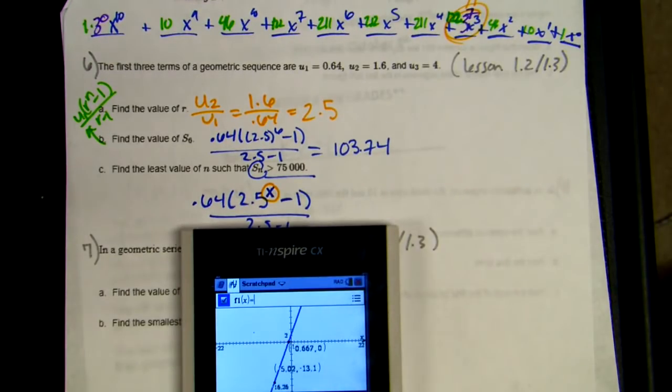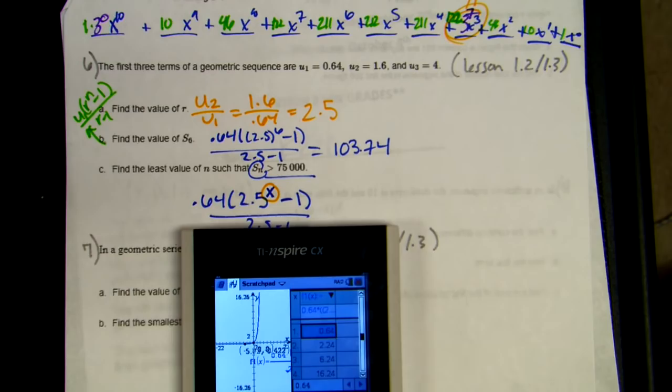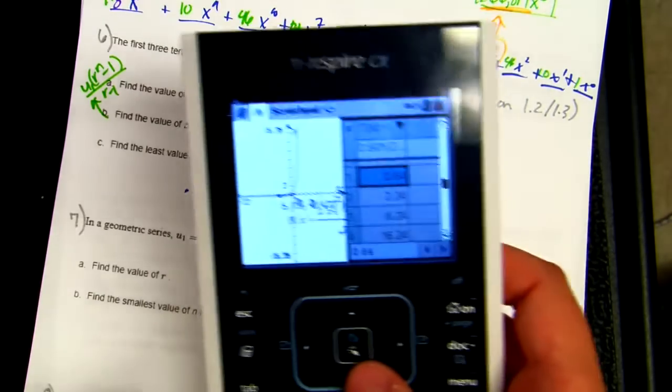So I have 0.64. I'm actually going to start with the calculator bar. 0.64 times 2.5 to the x minus 1 over 2.5 minus 1, I think. Yep. Good. So that gives me this exponential looking function, which is good because we know that geometric sequences are exponential. I'm going to bring up my table, which I know you guys can't really see, so I'm going to try and make it better.